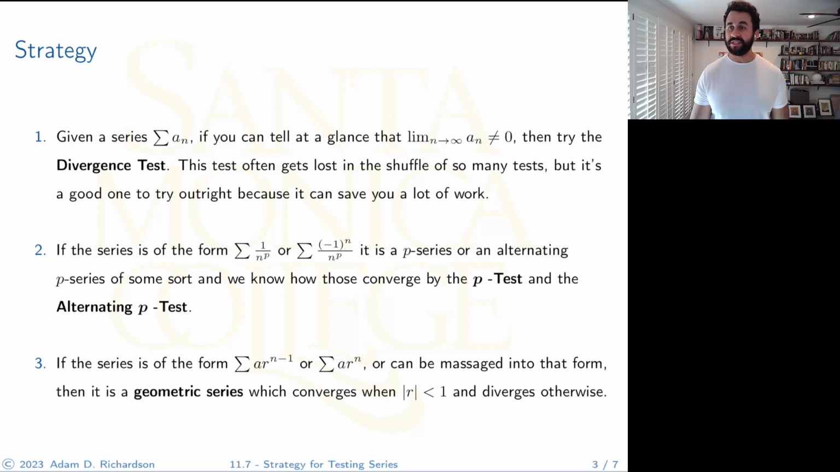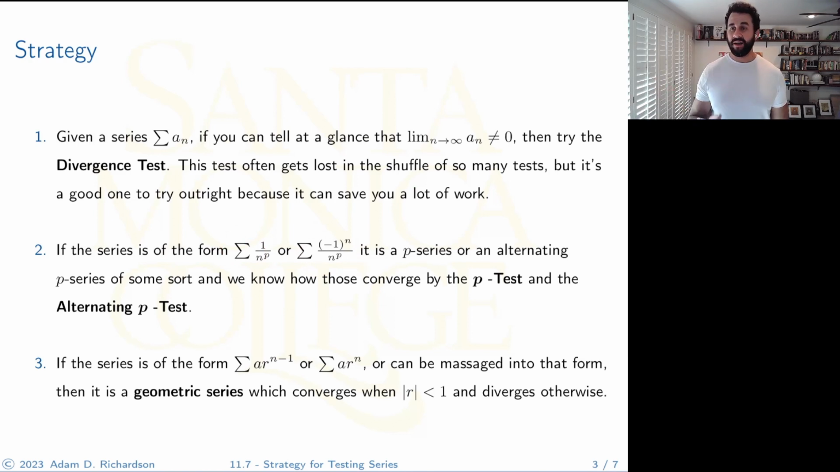The other thing is if your series is of one of these two forms, then maybe the p-test would be helpful, or the alternating p-test. Remember, the alternating p-test is one that we got during activity, so you're allowed to use that test. There's the p-test and there's the alternating p-test. So if you've got something that looks like a p-series, maybe try the p-test.